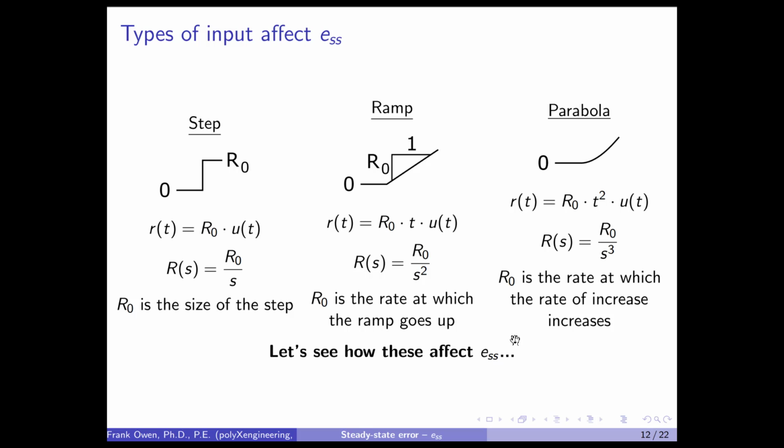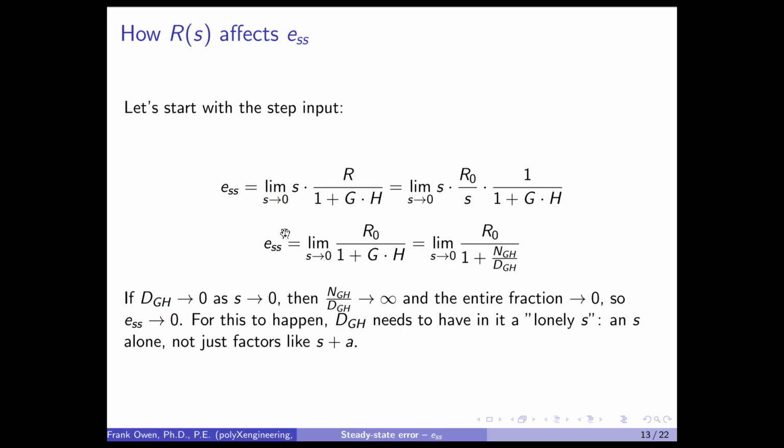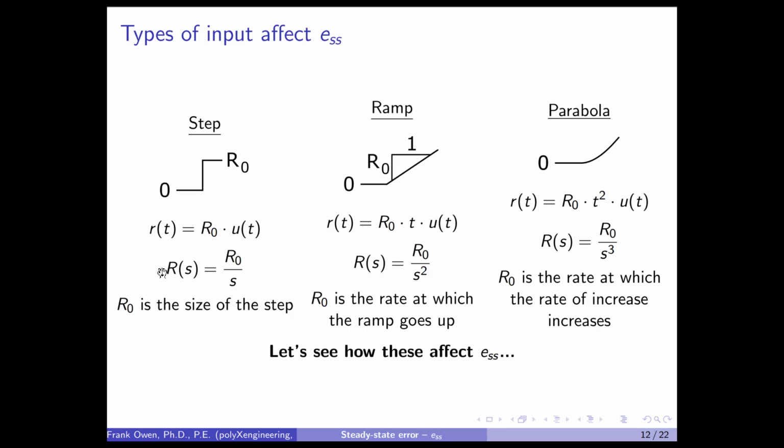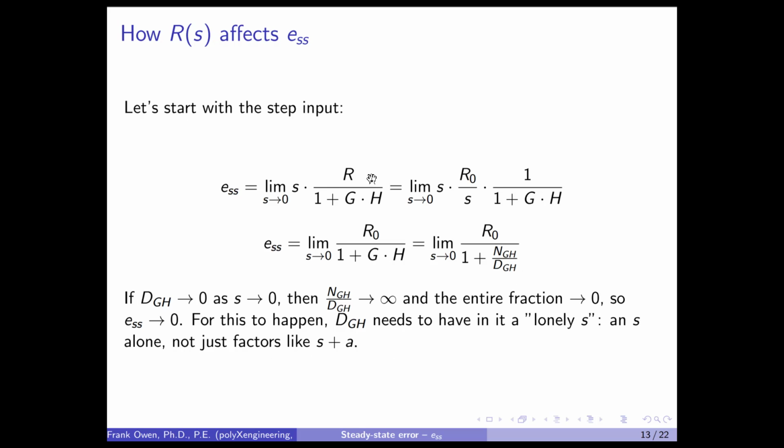And what we want to do is see how each one of these inputs affects our system. So we're going to apply these to the system that we just looked at when we were looking at steady state error. We'll start off with the step input. This is the formula that I worked out for ESS. Now here, with the step input, remember, the Laplace transform of the step input is R0 over s, so we see that here.